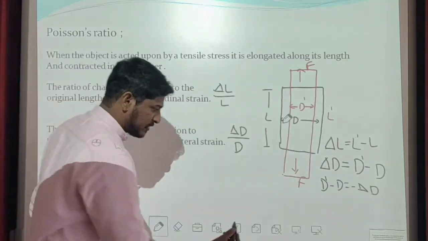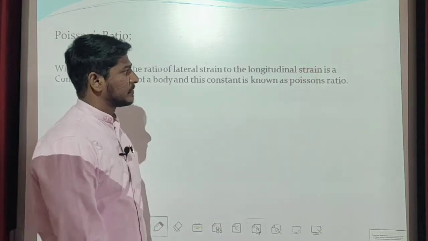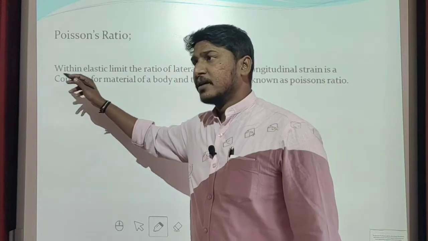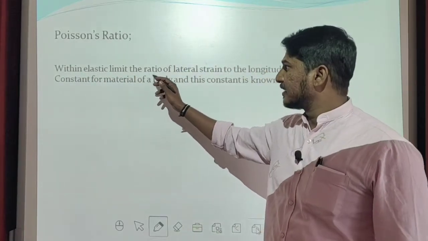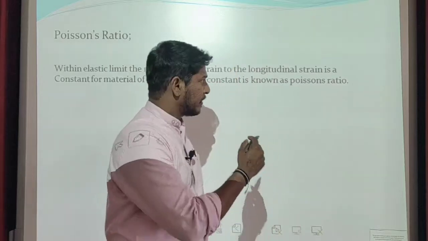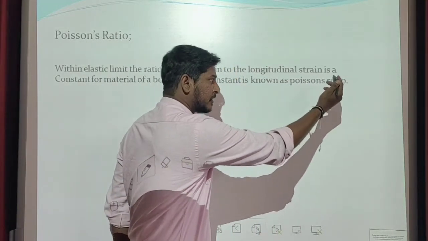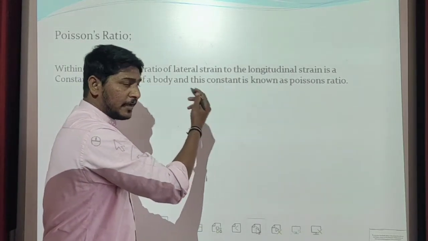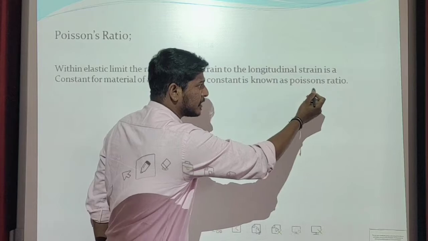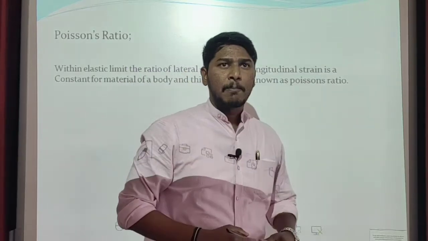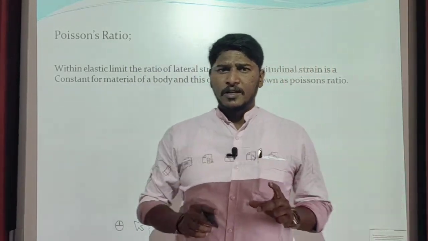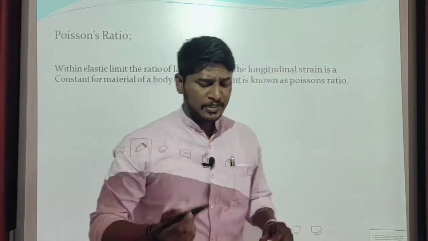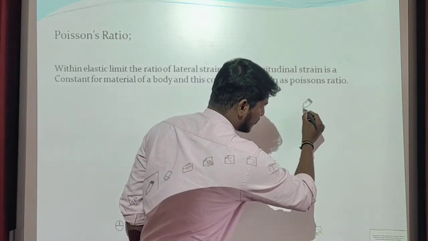Let us explain Poisson's ratio. Poisson's ratio is defined as follows: within the elastic limit, the ratio of lateral strain to longitudinal strain is constant for the material of a body, and this constant is known as Poisson's ratio. Again, I will take another example to explain Poisson's ratio. Here I am going to consider one object.